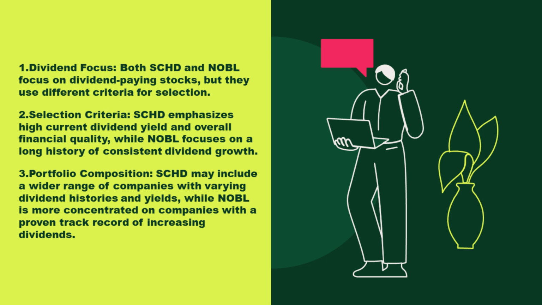Specifically, the index includes companies that have a consistent history of paying dividends and meet certain financial quality criteria. This includes factors such as cash flow to pay dividends, return on equity, and debt-to-equity ratios. In summary, SCHD focuses on a broader set of high-yield dividend stocks with stringent quality requirements.